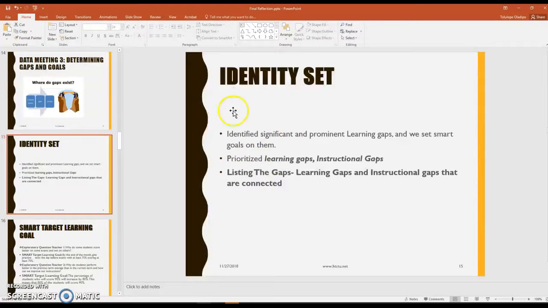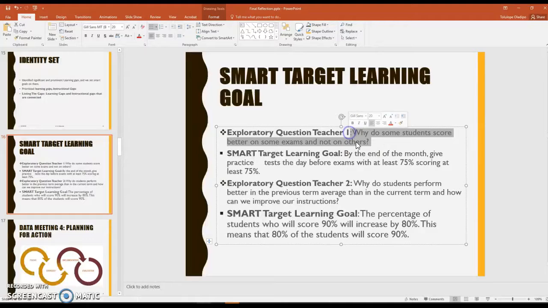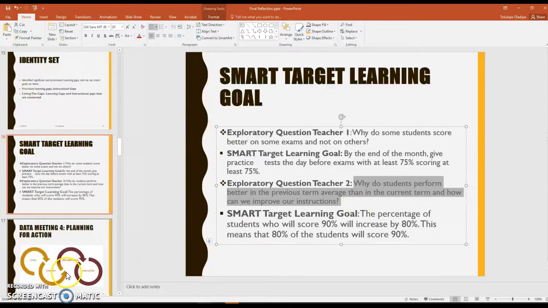So this went over what I just discussed with you, and the SMART target learning goal for the first teacher. Based on the exploratory question, we came up with this learning goal: by the end of the month, we want to give practice tests the day before the exam. That's what my team member wants to do. And for my own exploratory question, I set this target learning goal: the percentage of students who will score 90% will increase to 80%. This means that 80% of the students will score 90% in the current term.